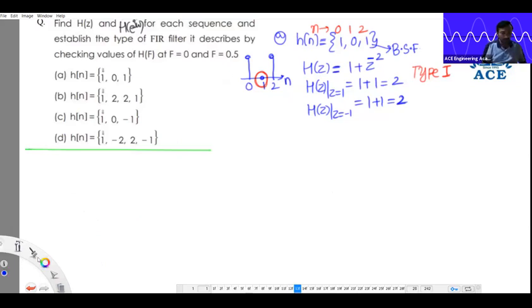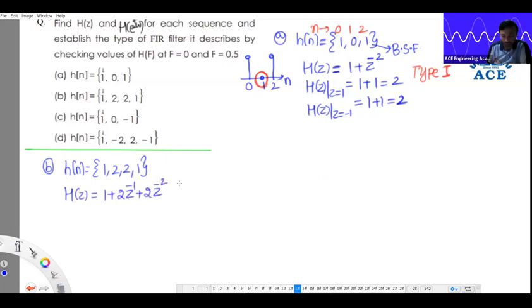Think about the second bit. h of n equals the set 1, 2, 2, 1. Everyone should tell me the nature and type for each bit. B bit is nature what, type what? What is the transfer function of this one? 1 plus 2z inverse plus 2z power minus 2 plus z power minus 3.